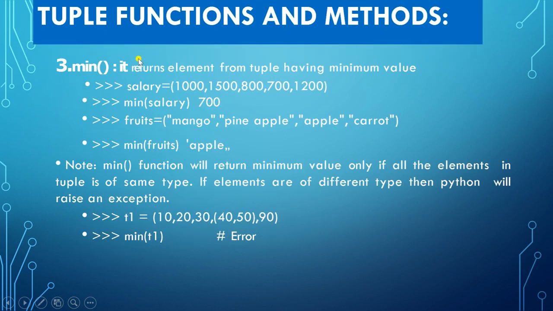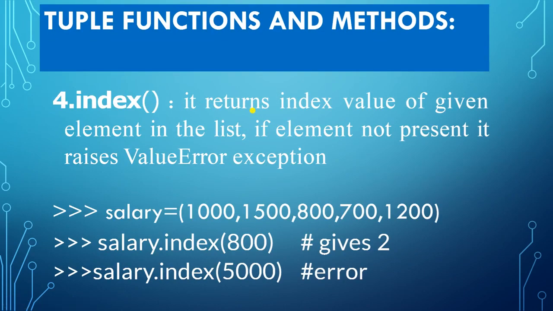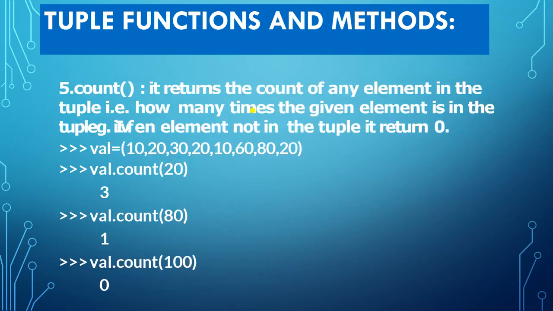The minimum function will give you the minimum value from that particular tuple. For example, for this salary tuple, when you write min of salary, it will give you the minimum value, that is 700. Index returns the index value of a given element in the tuple. If the element is not present, then it will give you an error.